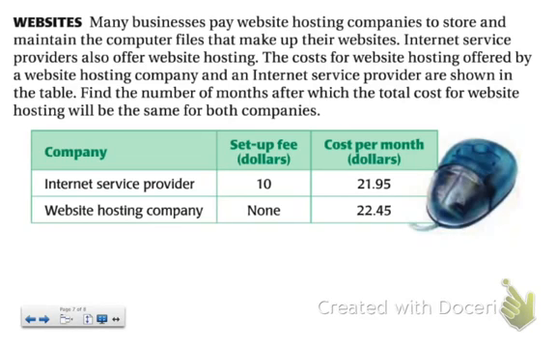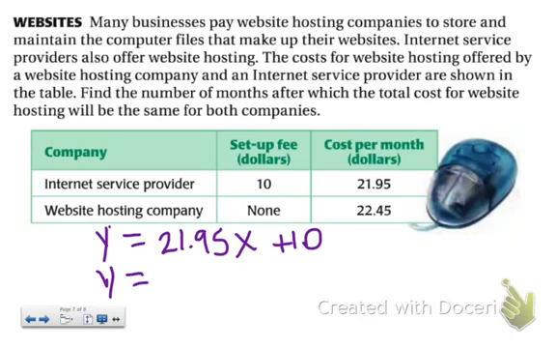So our input is going to be the number of months that you're paying for this website. Our output is going to be how much it costs us to pay for that website. So essentially we're asking, well, how many months makes it worth my money to just pay the setup fee? So my output y, how much it's going to cost for the first one, is, well, $21.95 per month, x, my month is input, plus the $10 initial setup fee. The other one is just going to be $22.45 per month.